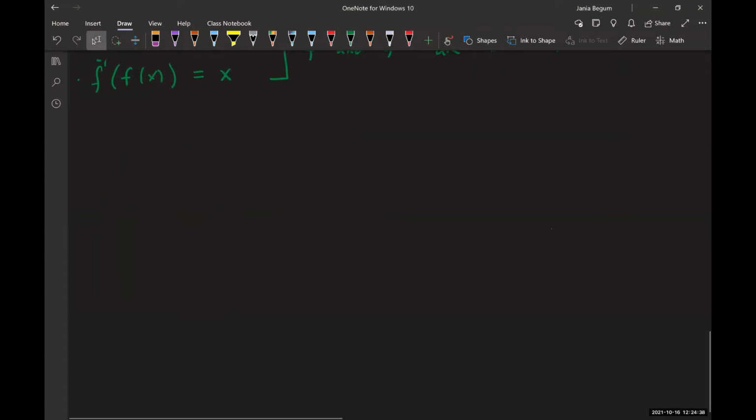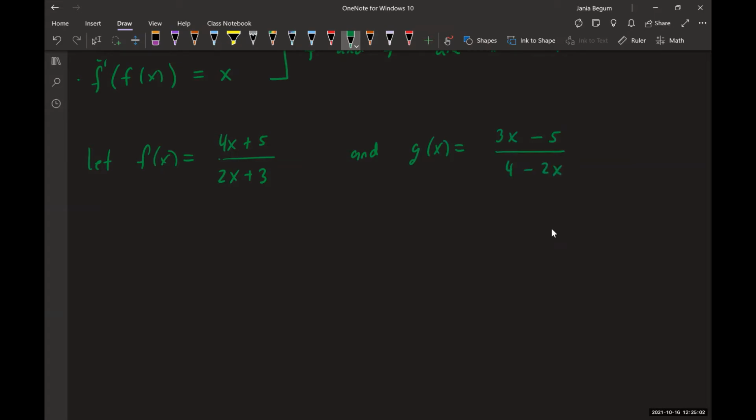Okay, so for this problem, let f be equal to, let's say, 4x plus 5 over 2x plus 3, and say g is equal to 3x minus 5 over 4 minus 2x. And we want to determine, because we don't know if they are, inverses or not. So determine if f and g are inverses of each other using the inverse function property. So all of that instruction.